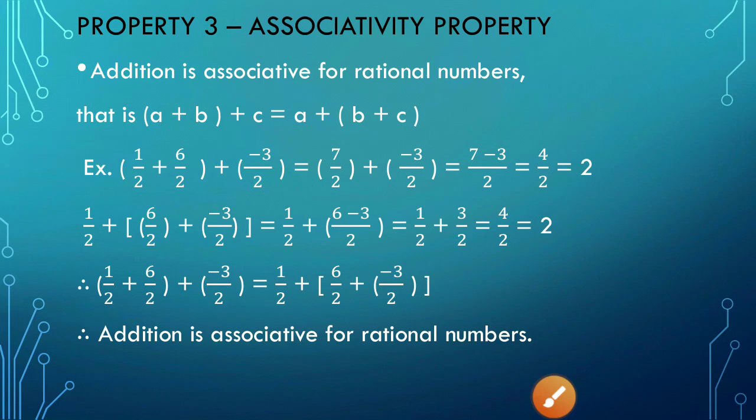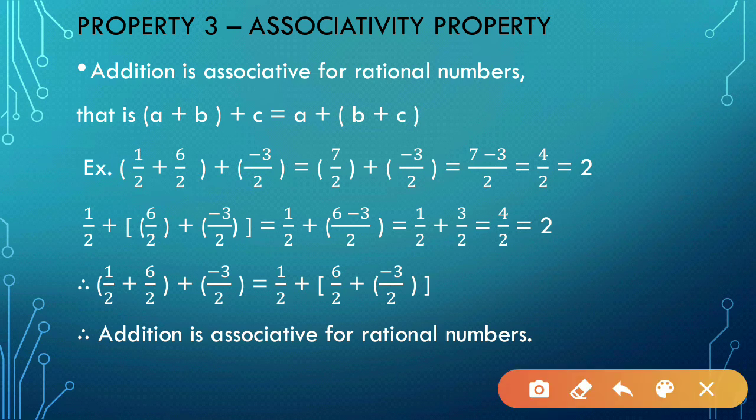Students, yesterday we studied two properties, which were closure property and commutative property. Today we will discuss two more properties, which are associative property and distributive property. So let's discuss them one by one.